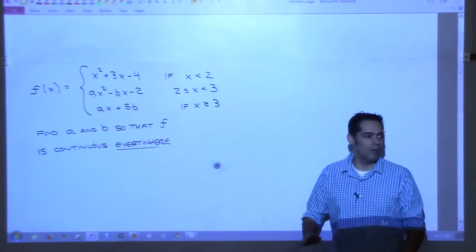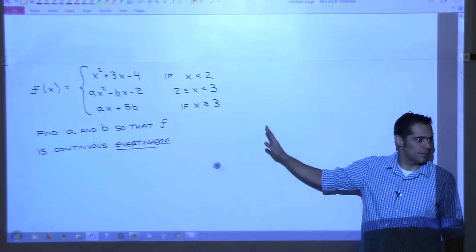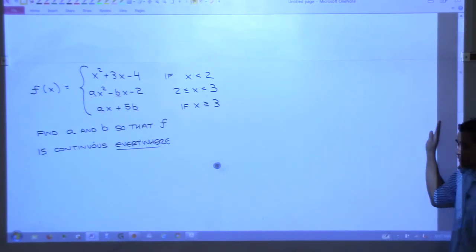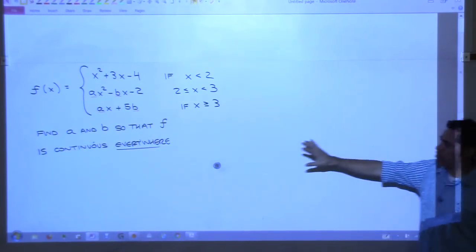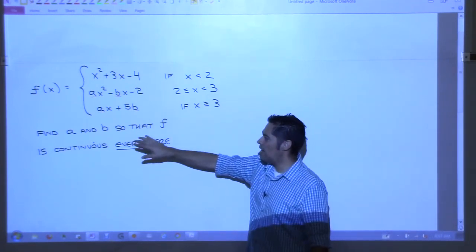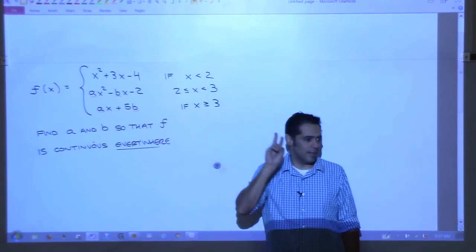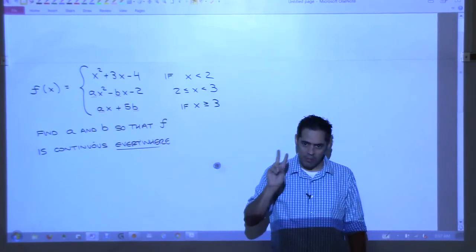But we already know to the left of 2 it's continuous. We already know between 2 and 3 it's continuous. And we know to the right of 3 it's continuous. This really translates into find a and b so that f is continuous at 2 and at 3. Right? That's what we need.